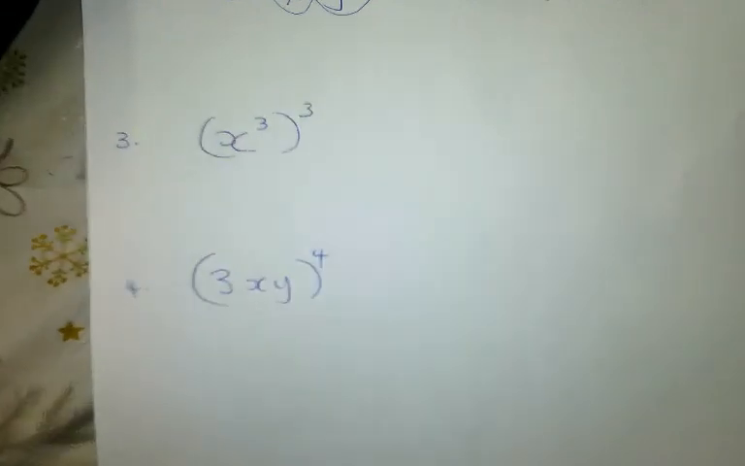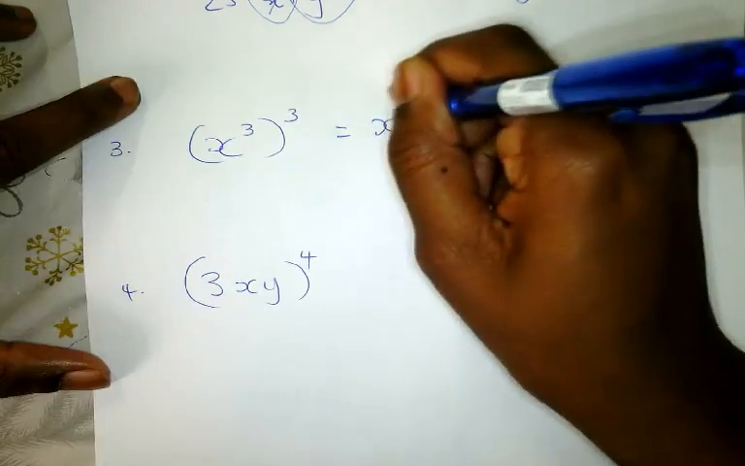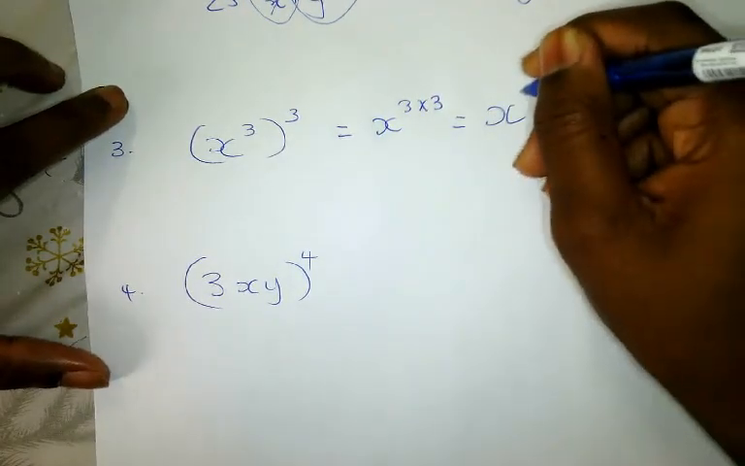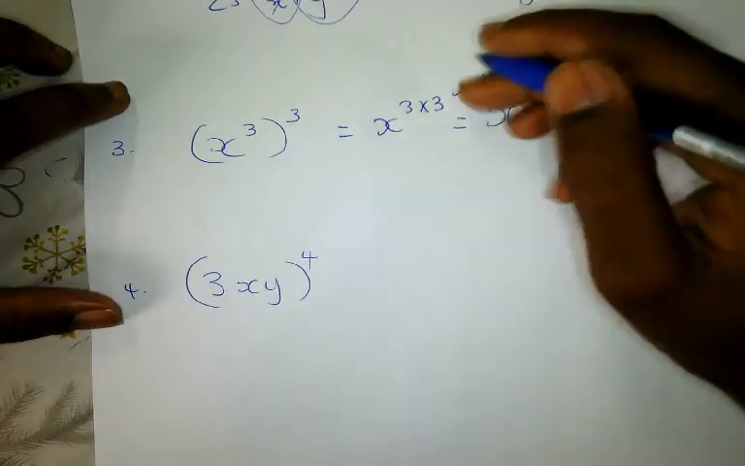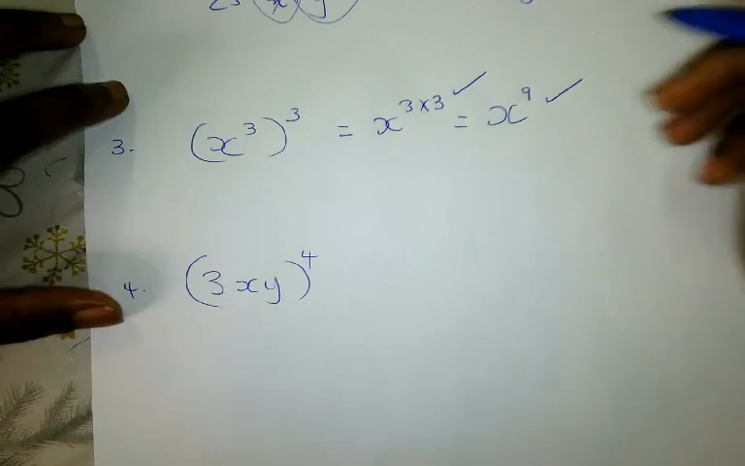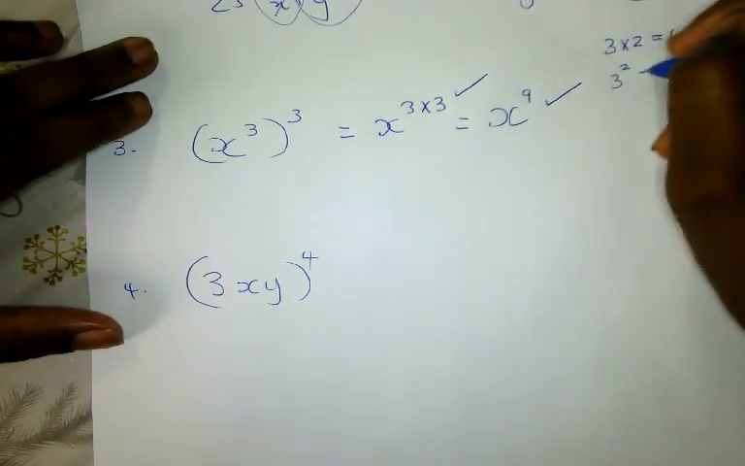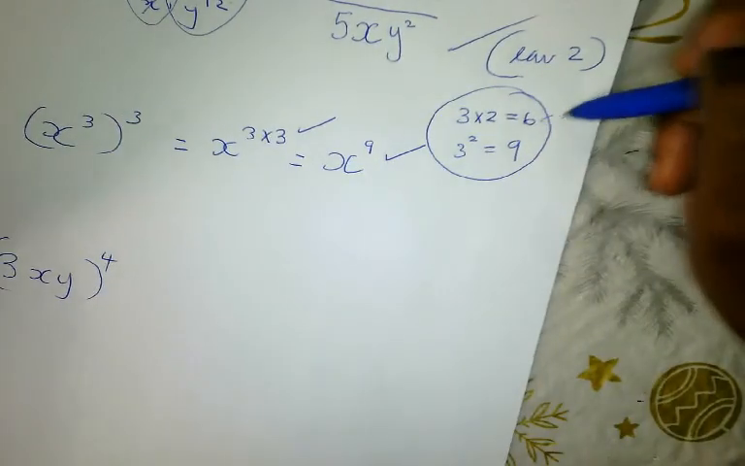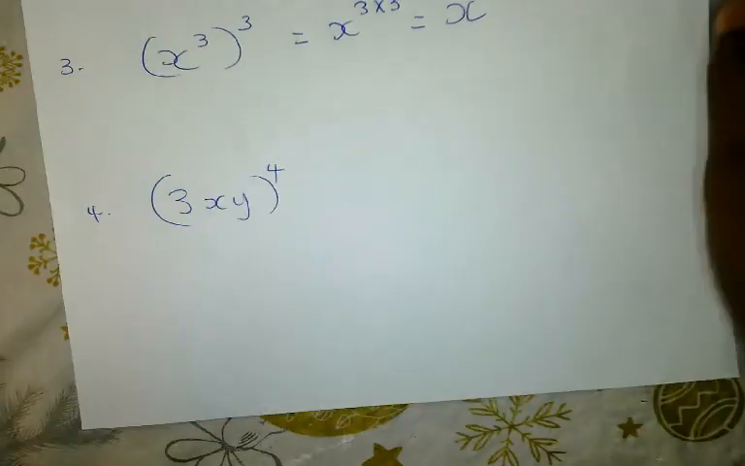So what will be the answer here? 3 multiplied by 3. It's not 6. How much is 3 multiplied by 3? 9. If you write 6, it's wrong. 3 multiplied by 2 is 6. 3 squared is how much? 9. These two, are they the same? No. They are completely different. If we're squaring the 3, it means 3 times 3.